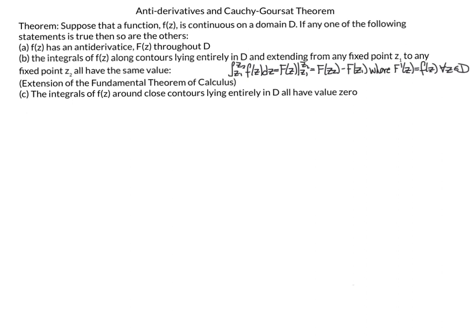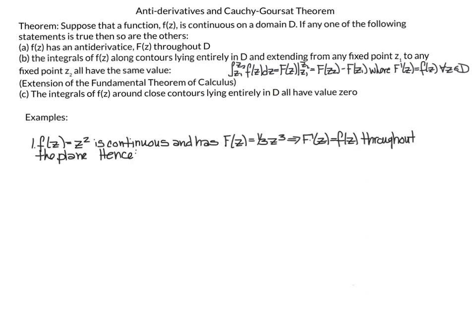And this here is an extension of the fundamental theorem of calculus that you're familiar with from first year calculus. And then the last equivalent statement is that the integrals of f(z) around any closed contours lying entirely in D all have 0 value. I am going to use this example of f(z) equals z squared to look at this first condition and then the second statement here. Once we've looked at that, we'll talk a little bit more about this third statement.